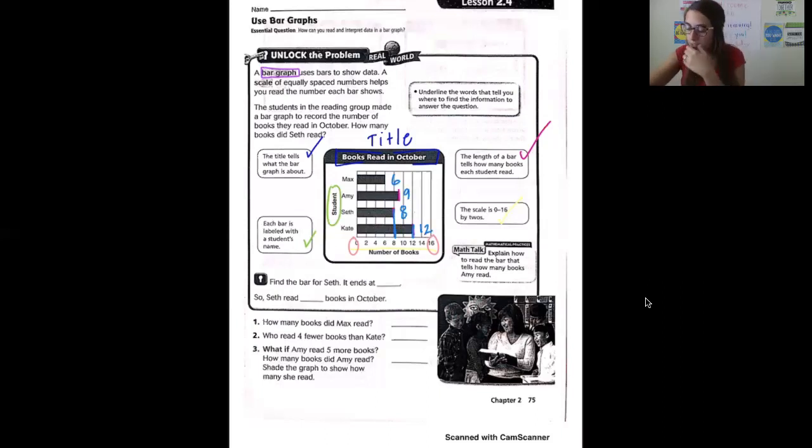Now it says find the bar for Seth. It ends at what? Seth's bar ended at 8. So how many books did Seth read in October? You said 8. You're correct. Now let's go down to number 1. How many books did Max read? When we think about Max, we're going to go across. How many books did Max read? I want you to write the number down on your paper. You said 6 books. You are correct. Max read 6 books. Now, who read 4 fewer books than Kate? So how many books did Kate read?